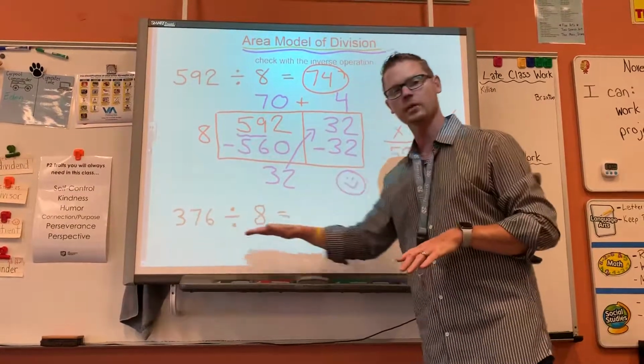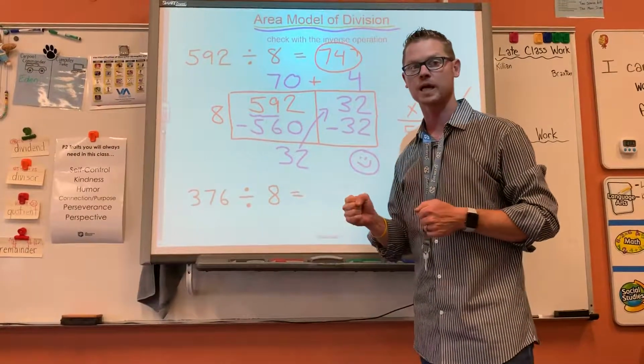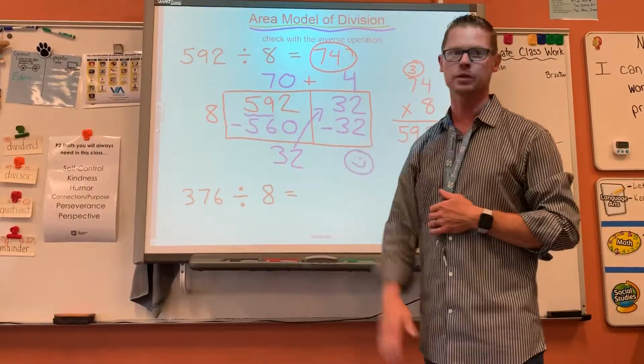Now I have another equation down here for you to try with the area model, guys. 376 divided by 8. Give it a shot. Check with the inverse operation. I know you can do it. Go get it, guys.